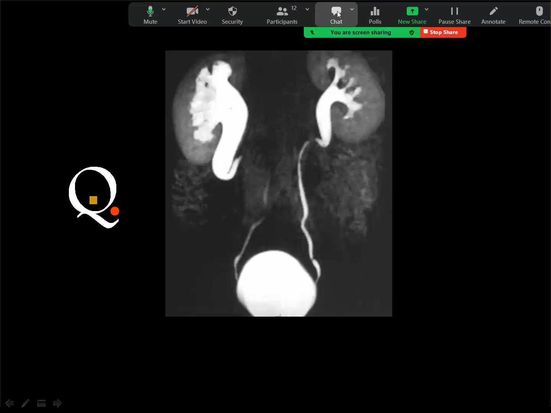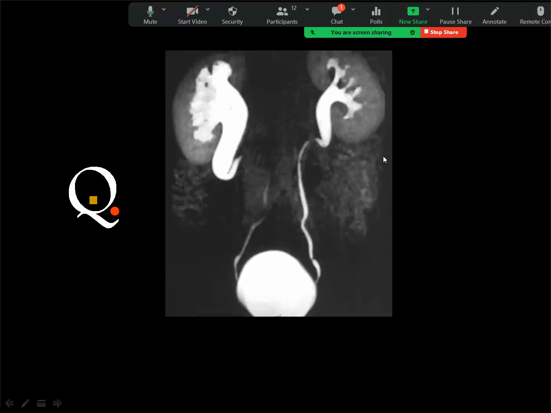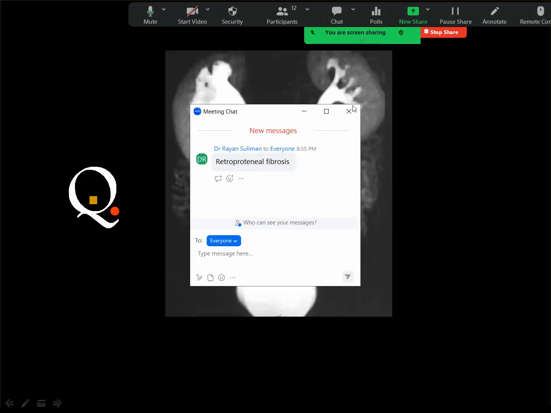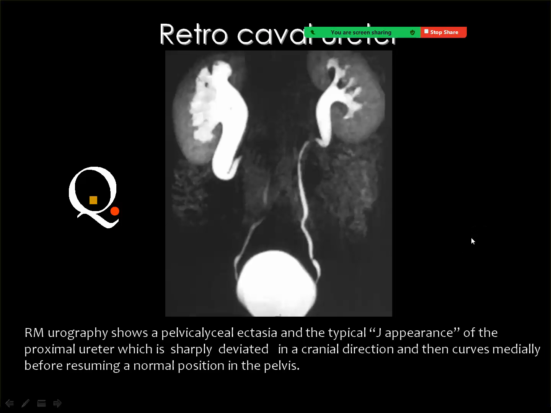Still no answers coming on the chat, and if you look carefully on the MR urogram, you can see, no, this is not retroperitoneal fibrosis. It occurs relatively lower down in this particular area, but if you look carefully, you see the abnormal course of the right ureter, which is very close to the midline, with consequent considerable dilatation of the pelvicalyceal system in a case of a retrocaval ureter.